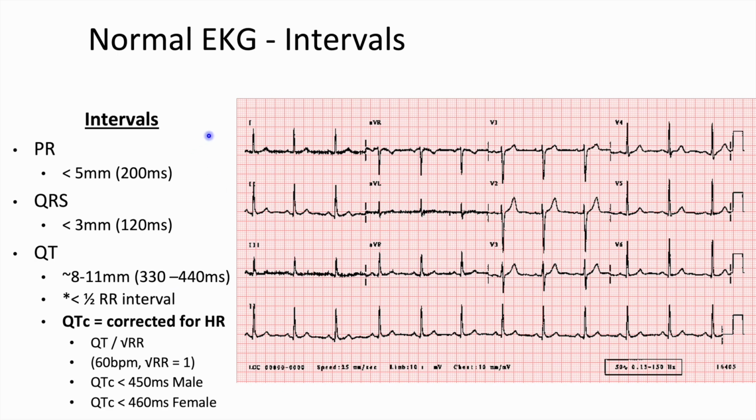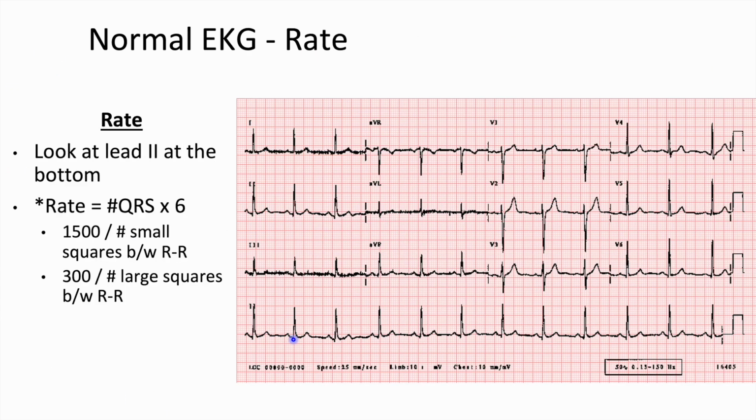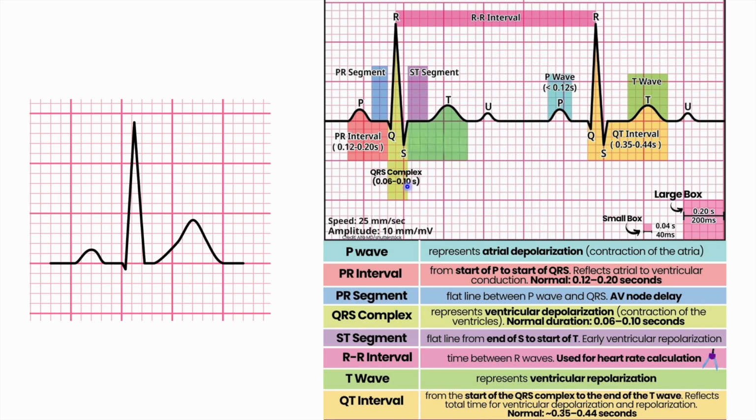The next thing you want to look at on an EKG is the intervals. The main intervals that you need to check here are your PR interval, your QRS, and your QT. Your PR interval is the distance from the beginning of your P wave to the beginning of your R wave. You can see here, it's not too long. I'll quickly go back to here. You can see our PR interval, the beginning of the P wave to the beginning of our QRS complex.